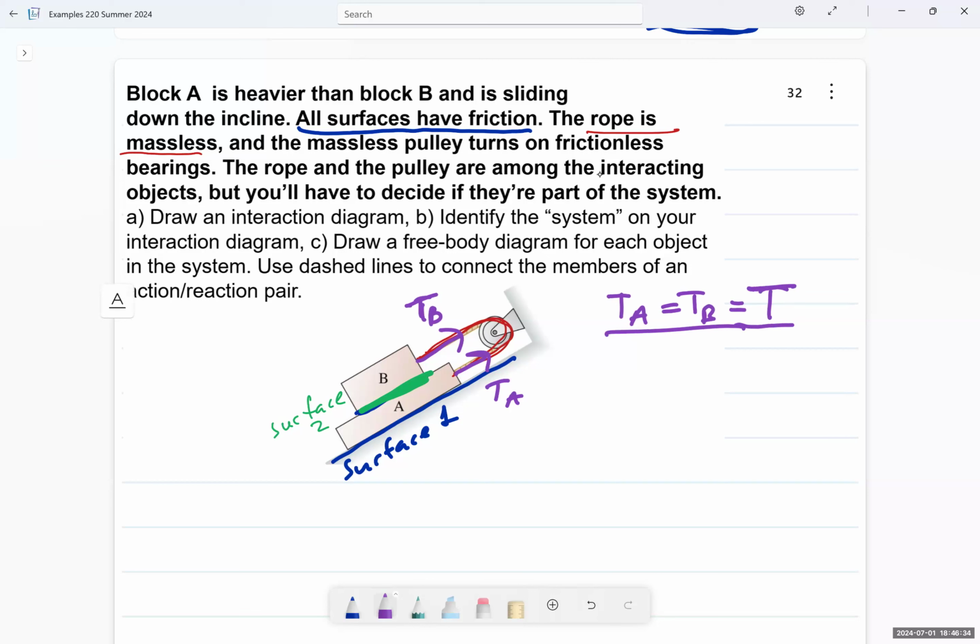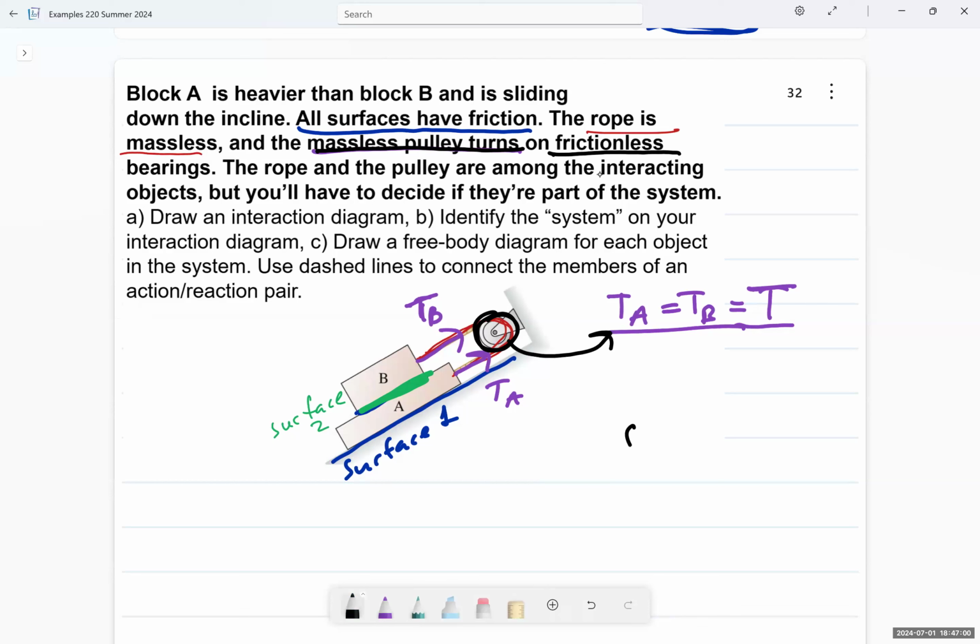All right, so it also says it's a massless pulley that turns on a frictionless bearing. Now, this is also important because we're going to have a pulley here that, because it's massless and frictionless, doesn't really affect the motion in any way. This is one of the reasons that tension is exactly the same everywhere, okay?